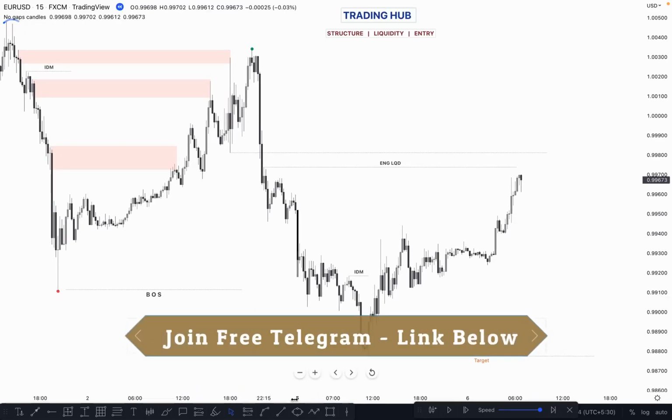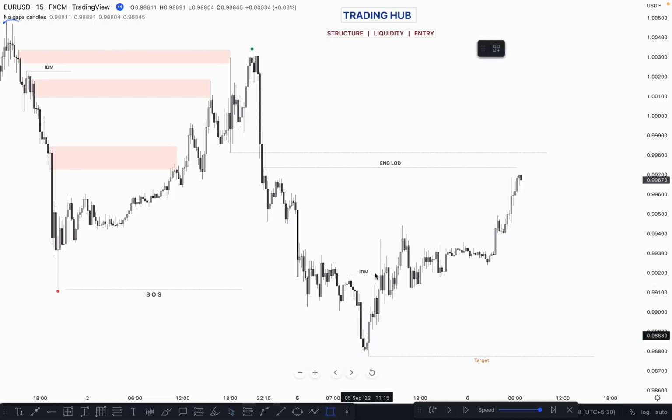So when can we sell? After taking out the inducement, the first one is here and you can sell here. Where is the next POI? This candle is our next POI. Why? Because the market has taken out the inducement and you can sell on the lower time frame.